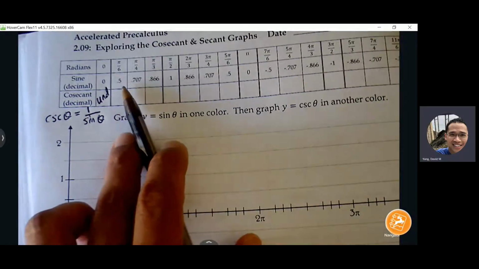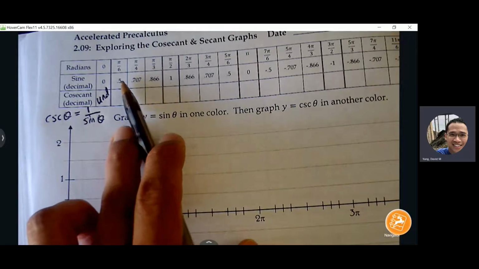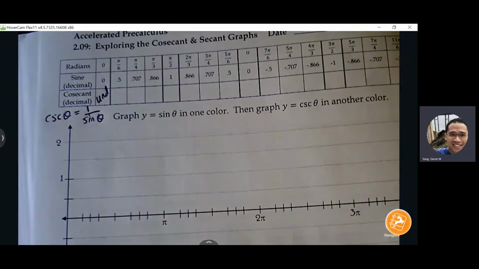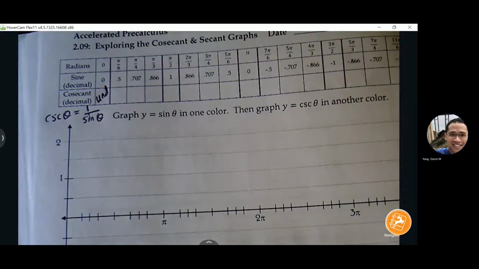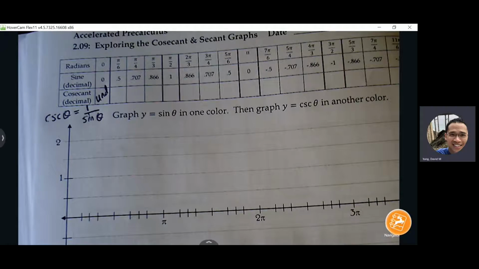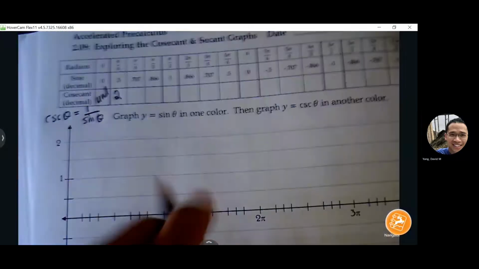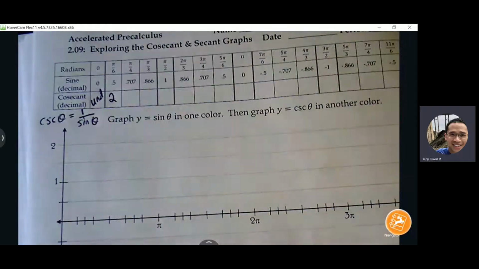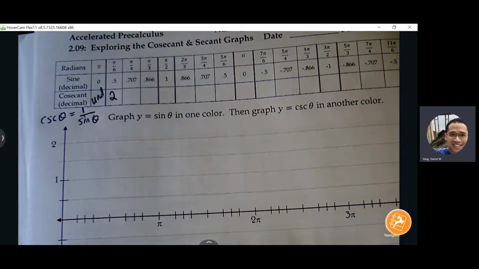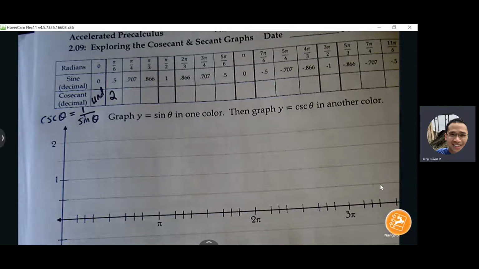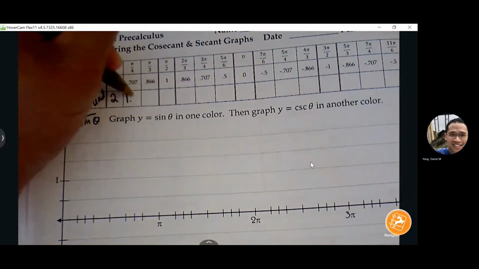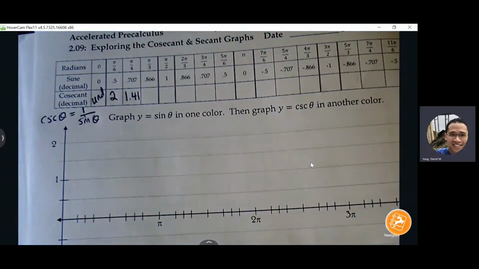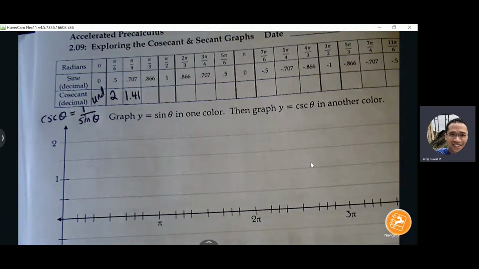Okay, next up, we know the sine value at pi over 6 is 0.5. So then we do the reciprocal of that, 1 over 0.5. And what did that give us? Again, what's 1 divided by 0.5? 2. Okay, next up, we know the y value for sine is √2 over 2, which is 0.707. And what is 1 divided by 0.707? 1.41. Right. Okay, so we're just going to go down the line here. Keep going in your calculator, and I'm just going to start filling this in.